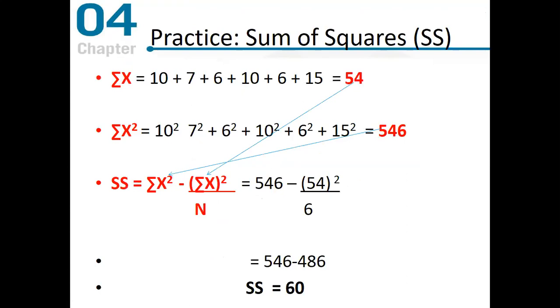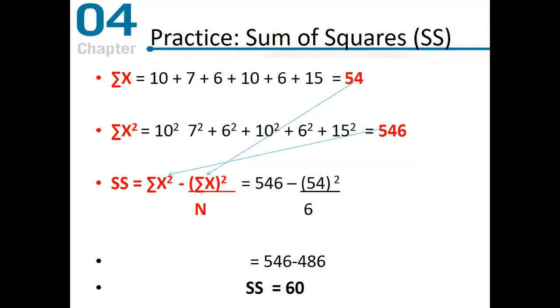This slide breaks down how to solve sum of squares for the previous slide. To get the sum of x, we add up all of the raw scores and we get a total of 54. That's going to be plugged into this part of the equation right here, and we'll ultimately square that number. We also need to get the sum of all of the scores squared. So we square each score in the data set, and then we add up that total, which comes out to be 546, and will be the first part of our equation.